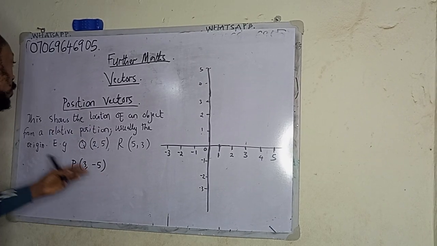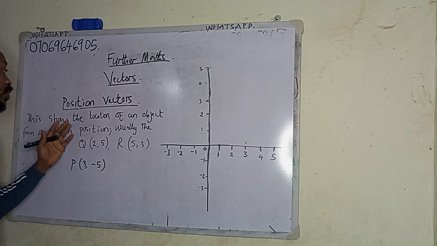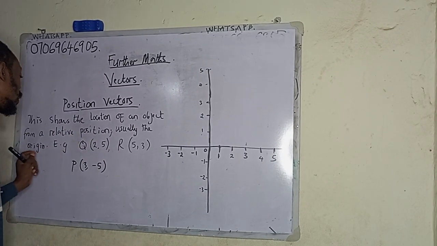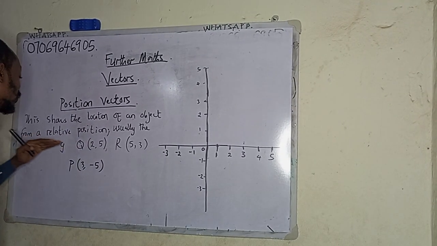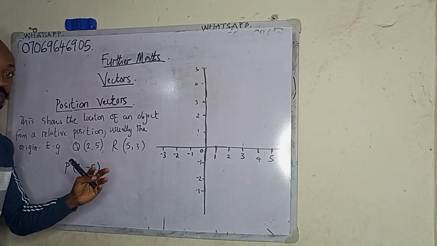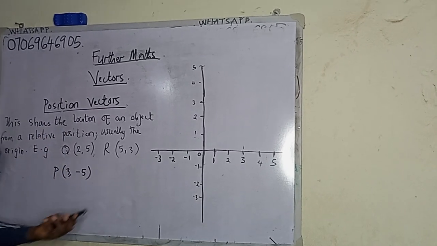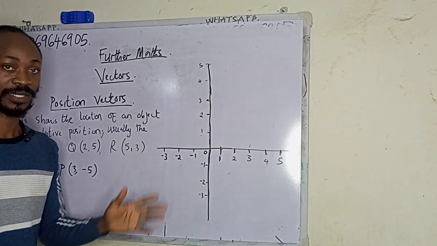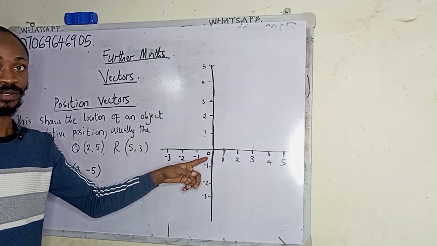What are position vectors? A position vector shows the location of an object from a relative position, that is usually from the origin, or from a reference position, which is usually the origin. We all know the origin when we're talking about the Cartesian plane. When we're talking about the x and y axis, this is the origin, 0.